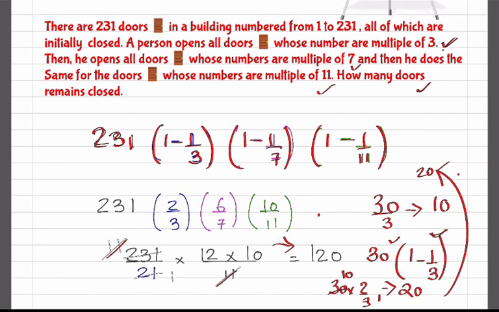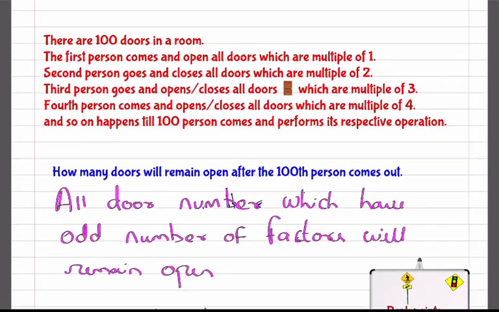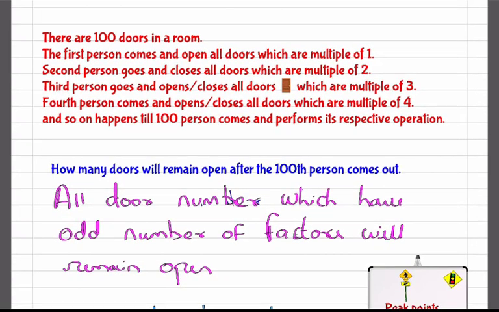So this was again one application of factors that you could have used. This is again one of the problems based on the same application. Now what is this now? Now this problem states that there are 100 doors in a room. The first person comes and opens all doors which are multiple of 1. Understood. Initially all doors are closed, that's an assumption.